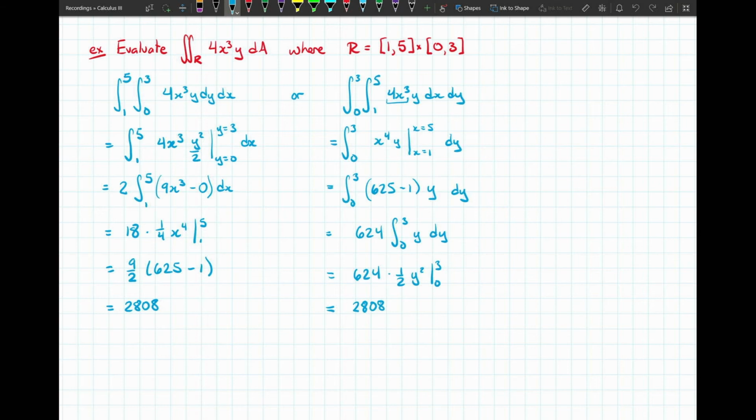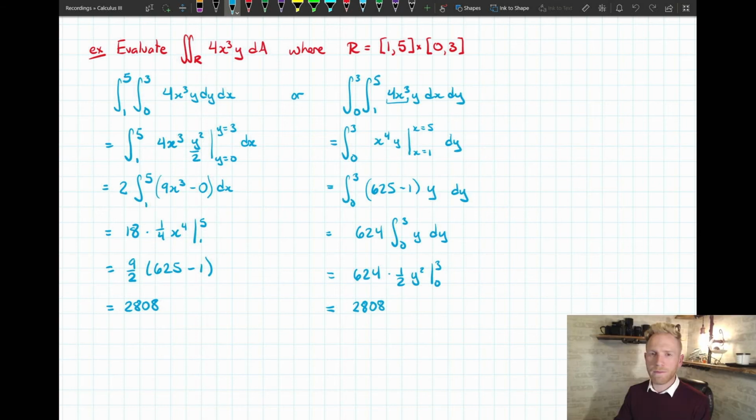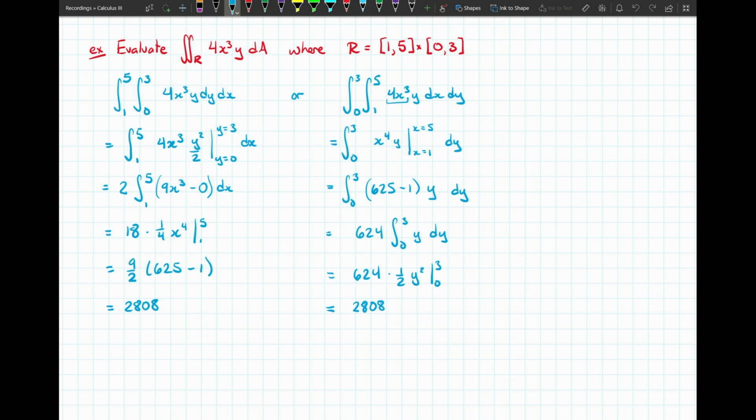That is 2,808. That's definitely not a proof of Fubini's theorem. It's just a way to confirm that yes, it does actually work in this particular example. We're going to omit the proof in this video, but you can imagine that it is vitally important because it is that link between turning double integrals into iterated integrals, which allows us to use all of our concepts from single variable calculus.